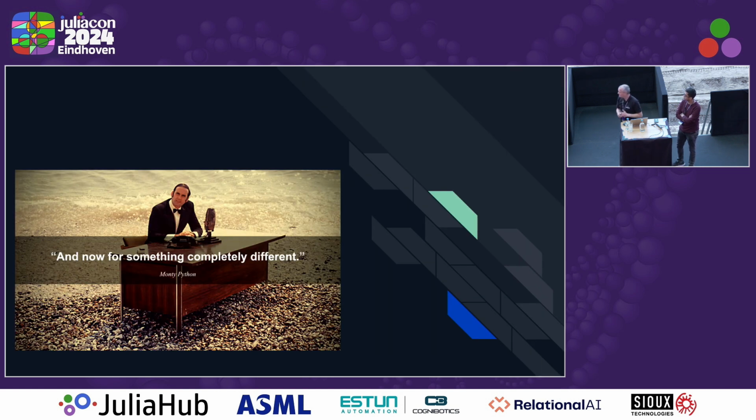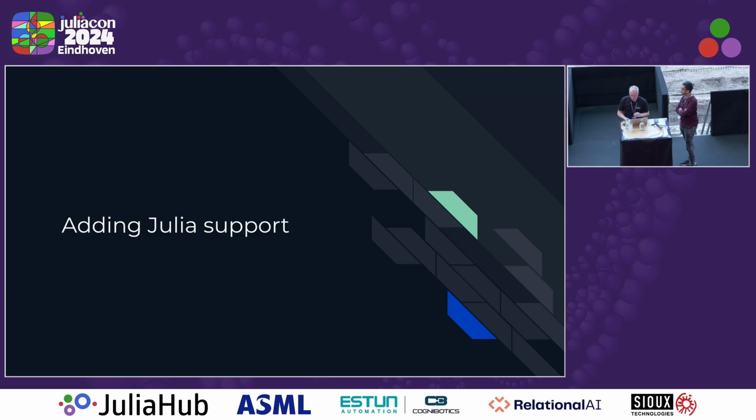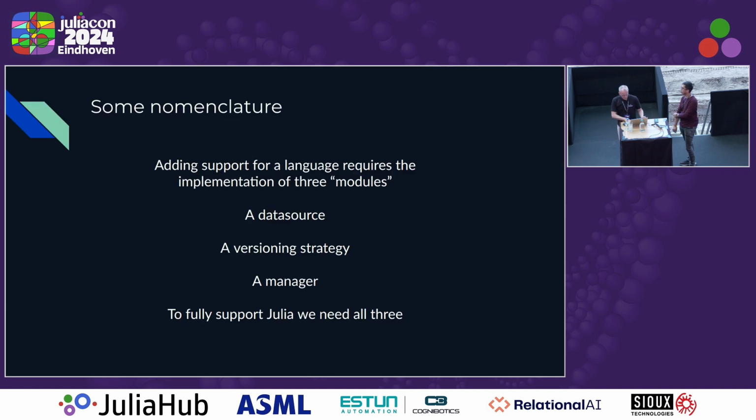Oops. And dive into something completely different. It's been a bit of a sales pitch so far, so let's dig into something slightly more technical, but not too technical. What do we need to add Julia support to Renovate? Renovate is a very orthogonal code base, which is quite nice. To add a new language or a new ecosystem, language is not entirely accurate because it's package ecosystems, you need to implement 3 things: a data source, a versioning strategy, and a manager.